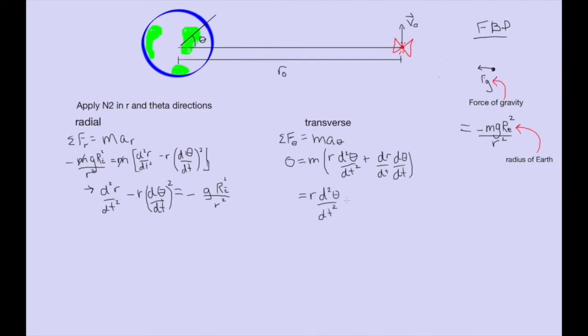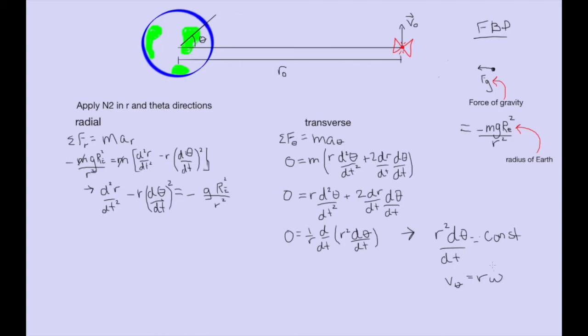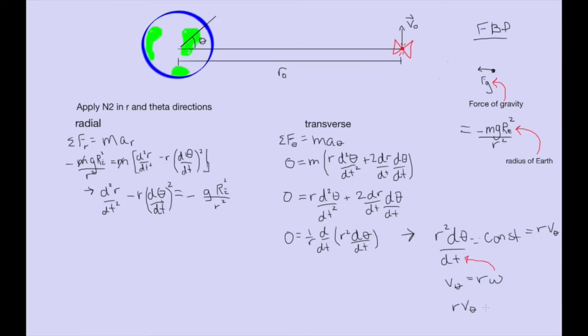When we rearrange, oops, forgot my 2, we get that this derivative is equal to 0, which means that this term must be a constant. Remembering that v theta equals r omega, we can say that this constant is equal to r times v theta. And since our initial velocity is only in the theta direction, we get this relationship. The radius times the tangential component of velocity is always equal to the initial radius times the initial velocity. We're going to use this to solve a lot of problems.